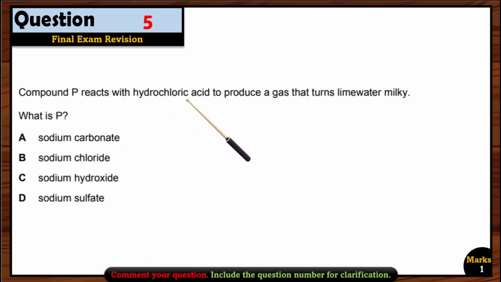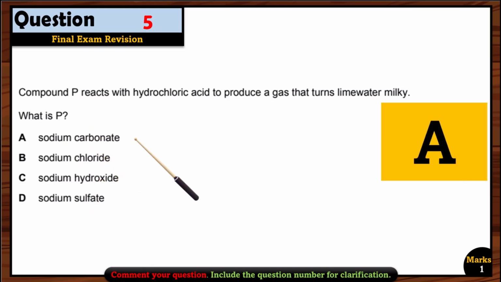Compound P reacts with hydrochloric acid to produce a gas that turns lime water milky. This one we already know, that if the lime water turns milky, carbon dioxide gas has been produced. So it means the compound P should be a carbonate. We only have one option here, that is sodium carbonate. So option A is the right option here.